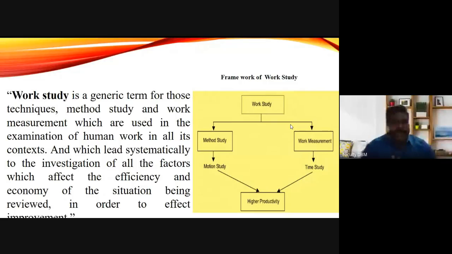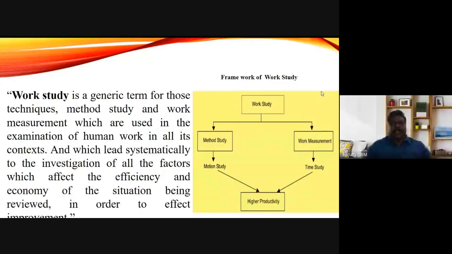Method study and work measurement are used in the examination of human work in all its contexts, and lead systematically to the investigation of all factors which affect the efficiency and economy of the situation being reviewed. So here it's an effect of improvement. If you study the work through method study and work measurement, there will compulsorily be higher productivity. If you have higher productivity, you are going to have higher profits. The ultimate aim of an organization or manufacturing industry is to earn profits.